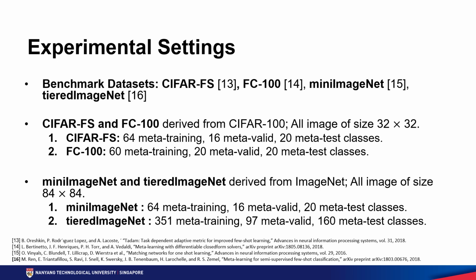Here, we illustrate the experimental setting using these 4 benchmark datasets, in which CIFAR-FS and FC100 are derived from the CIFAR-100 dataset, and mini ImageNet and tiered ImageNet are all derived from the ImageNet dataset. The meta-train, valid, and test classes are as shown here.